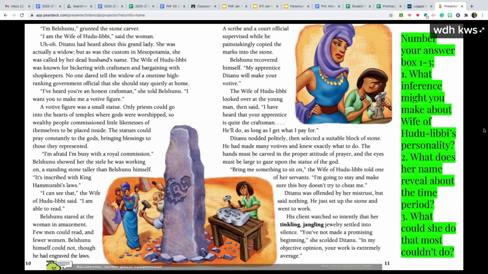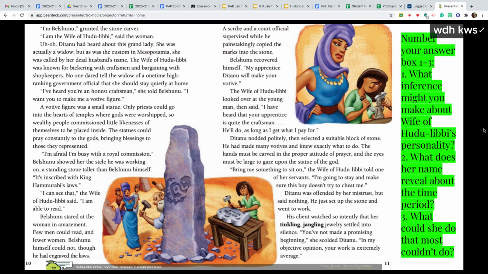"I'm afraid I'm busy with a royal commission." Belshunu showed her the stele he was working on, a standing stone taller than Belshunu himself. "It's inscribed with King Hammurabi's laws." "I can see that," the wife of Hoodoo Libby said. "I'm able to read." Belshunu stared at the woman in amazement.